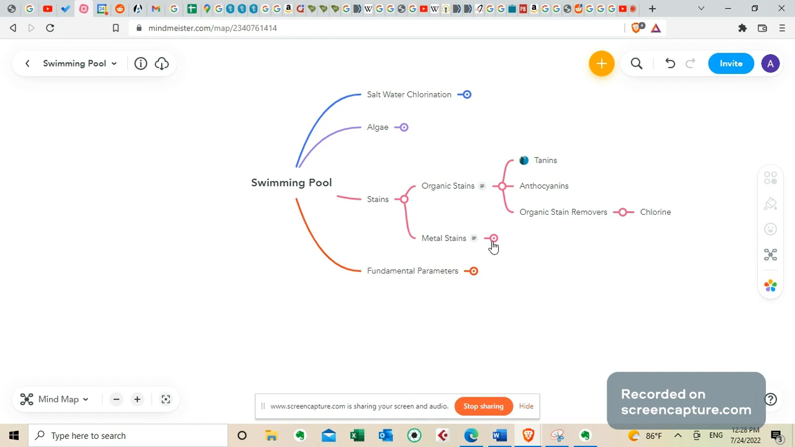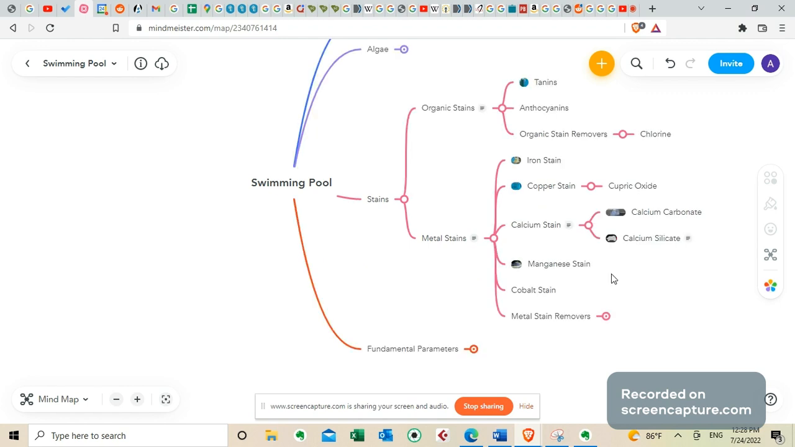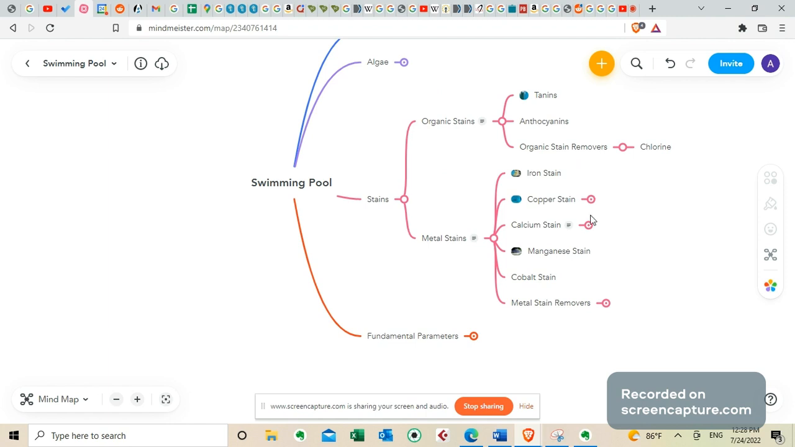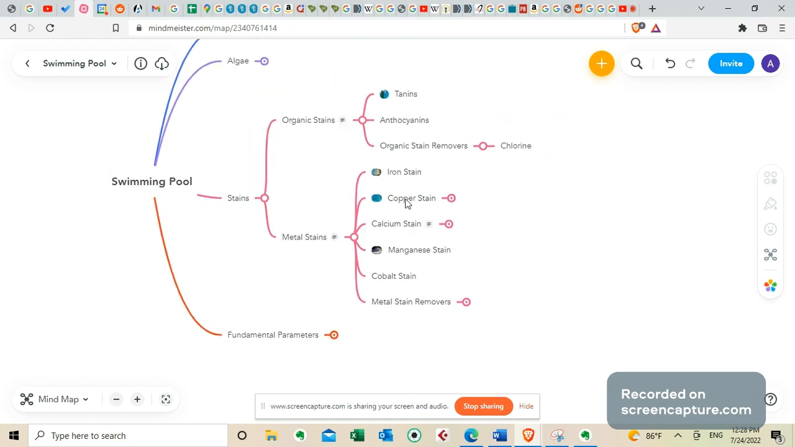I'd say metal stains are a little bit more common than organic stains. You have a lot more of them. Okay, so metal stains: you have iron stains, copper stains, calcium stains. You can have manganese stains, cobalt stains. So you got 1, 2, 3, 4, 5.